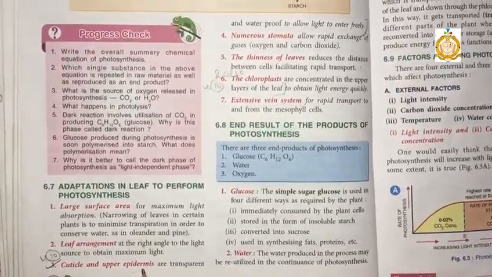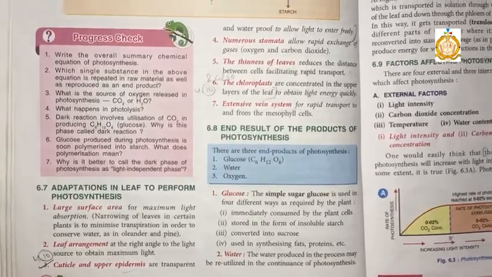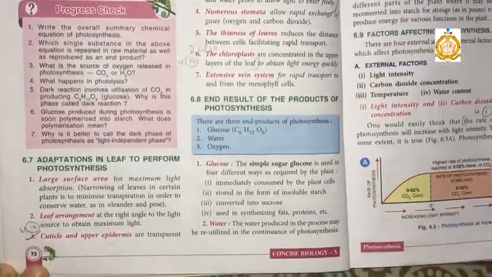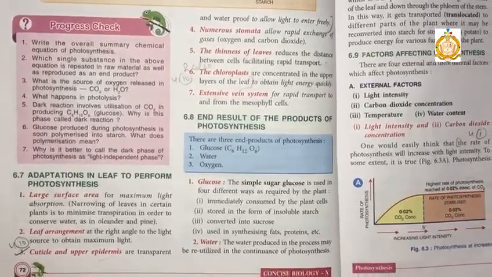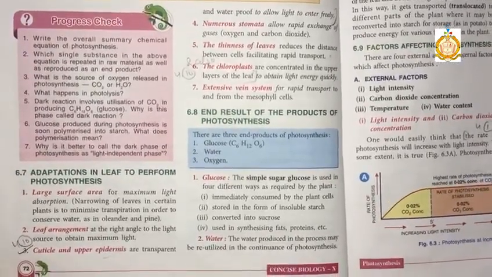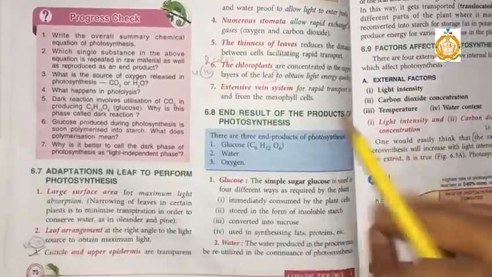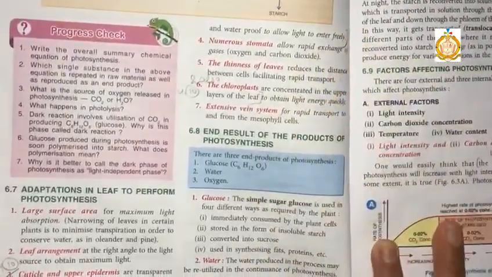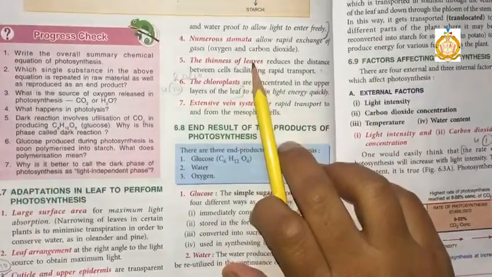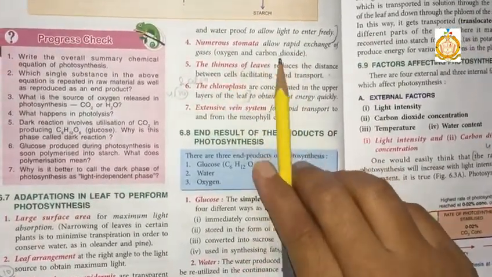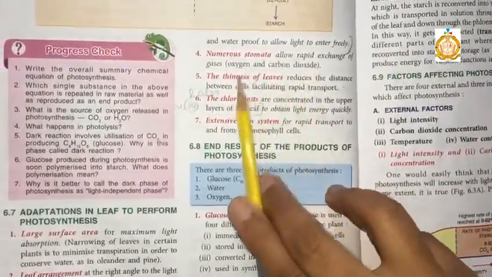Cuticle and upper epidermis: the cuticle layer should be transparent so that it allows the light to enter easily, as well as water to move. Next, numerous stomata. The maximum number of stomata will allow the maximum exchange of gases.